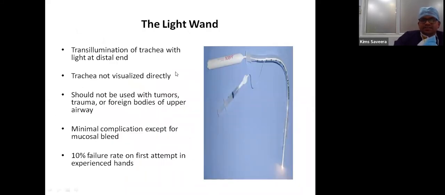This is the light wand. It is a transillumination in the trachea, with the light at the distal end, where the trachea is not visualized directly. We can just see the light on the upper side. It should not be used in cases of tumor, trauma, foreign body, or upper airway problems, where minimal complication is expected, like mucosal bleed. A 10% failure rate of the first attempt is seen, and the experience of the hands also matters with this light wand.